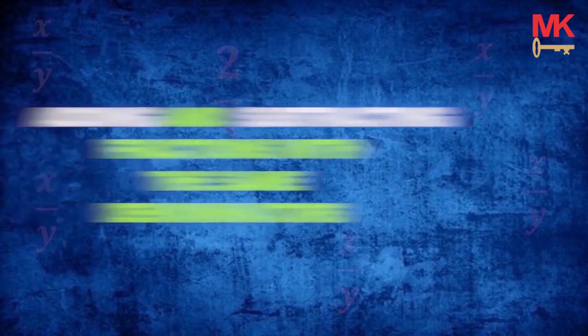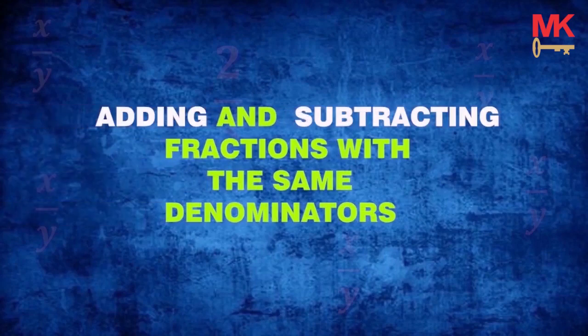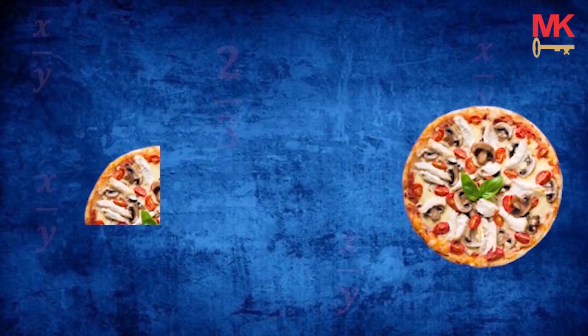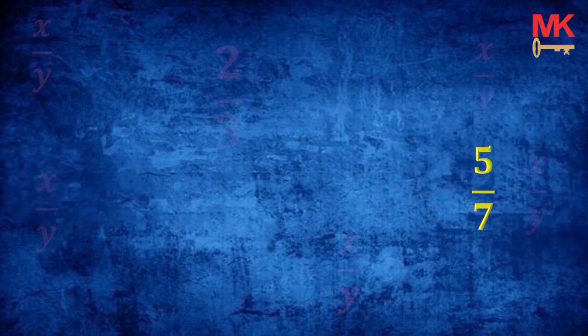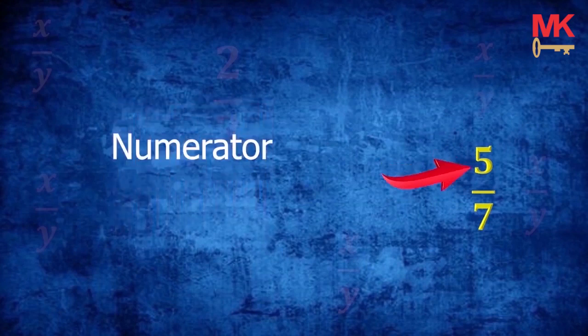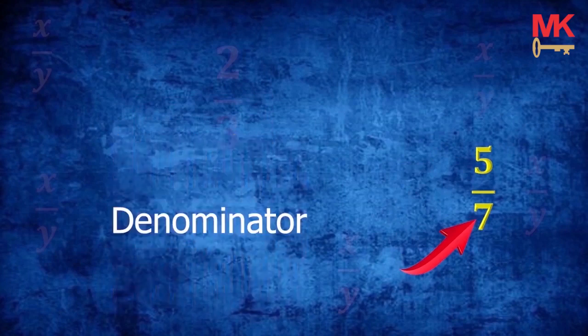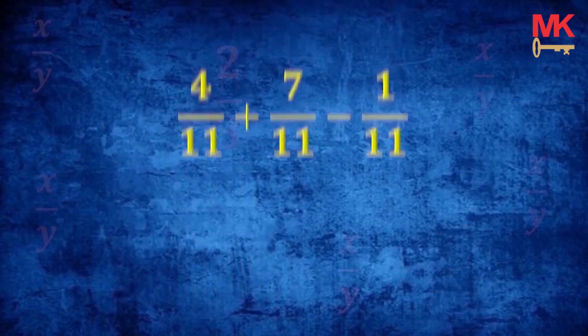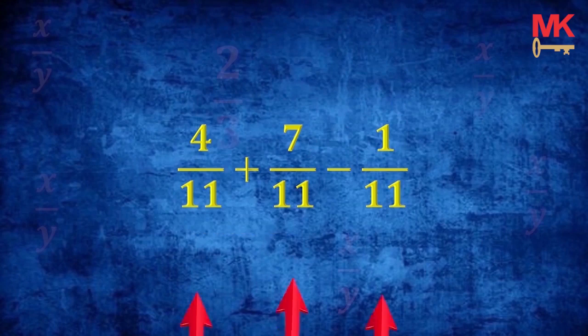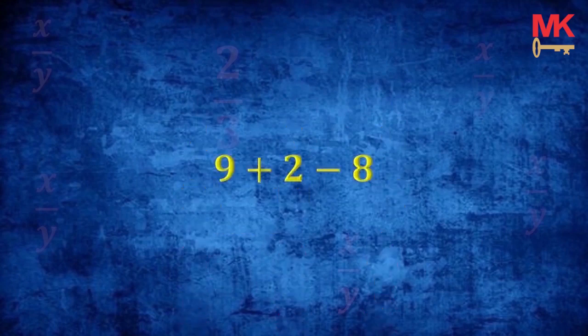Welcome to Math Key. In this video today, we are looking at the topic adding and subtracting fractions with the same denominators. Now, in one of our former videos, we explained that a fraction is just part of a whole and it's always written in the form where the number on top is called the numerator while the number under is called the denominator.